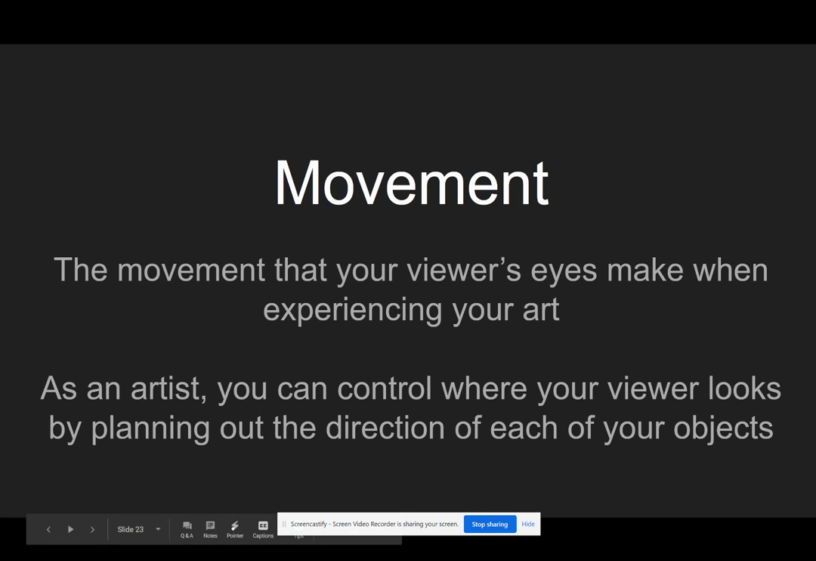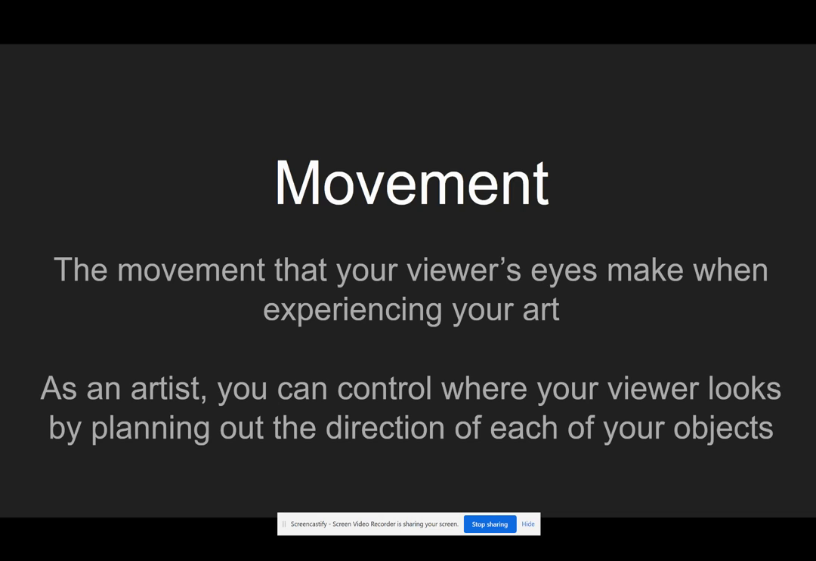So movement sometimes describes the actual movements that an object can make. If you were doing a sculpture, you may have elements of movement where the sculpture is physically moving. But in two-dimensional work, we focus on the viewer's eyes doing the moving. So you want to strategically place your objects in such a way that your viewer's eyes go from your focal point to the next object, to the next object, and back to your focal point. And the viewer's eyes are working in this circular experience.